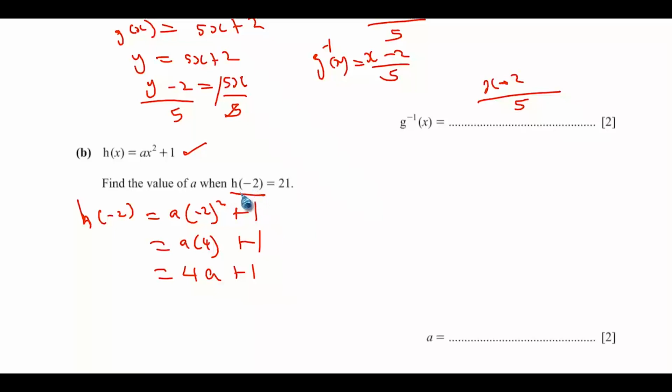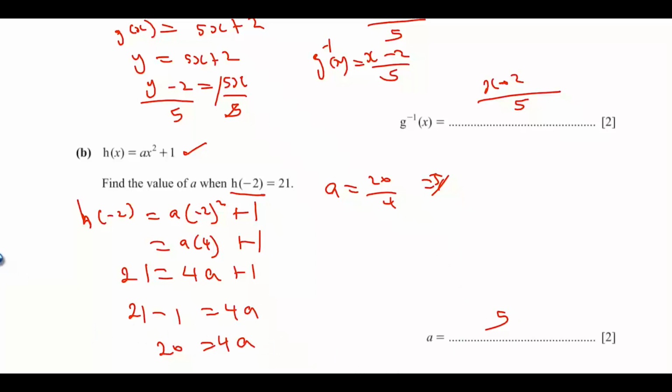But we are told that h of negative 2 is equal to 21. So that means we can put 21 here. Then we have a simple linear equation. So let's collect like terms. We have 21 subtract 1 equals 4a. So we have 20 equals 4a. Let's divide both sides by 4. So a will be equal to 20 over 4, and that will be equal to 5. So the value of a is equal to 5.